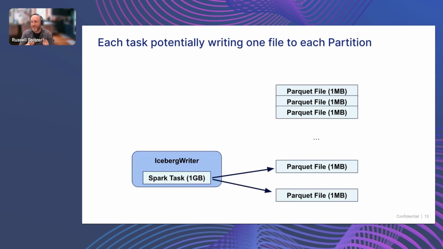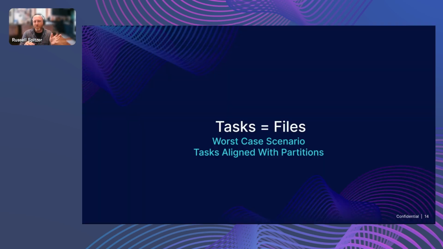This is obviously not ideal. We would much rather write 2,512 megabyte files or something along that line. So what we really want instead is to align those tasks, align the row information in those tasks with the Iceberg partitions that we're writing to. So how do we have this happen?